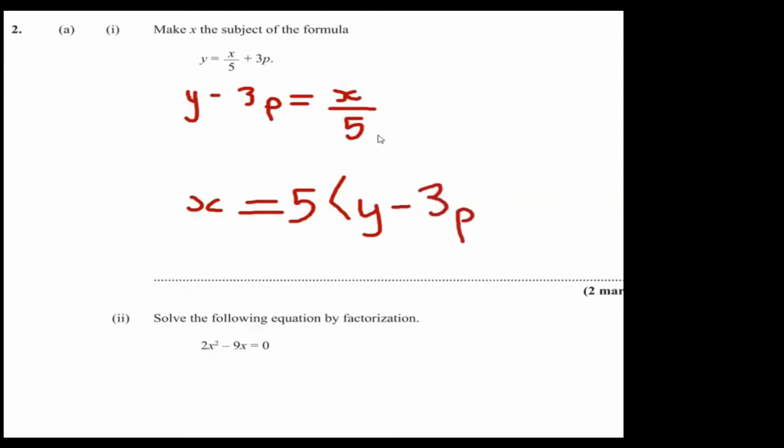All right, you might wonder how I end up with x over here. It doesn't matter, guys, if x is over here or x is over here. I could write that x over 5 is y minus 3p. For the persons that will wonder how I got x on that side, it's the same as saying x over 5 is y minus 3p. And then I multiply through by 5 to make x the subject. Okay.